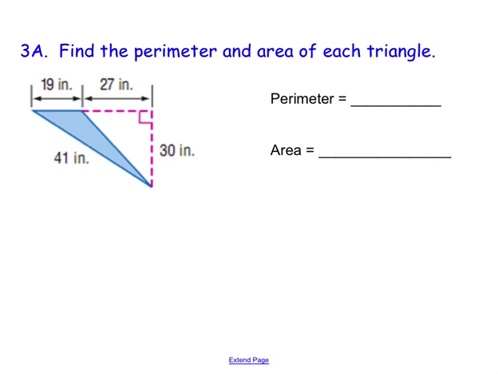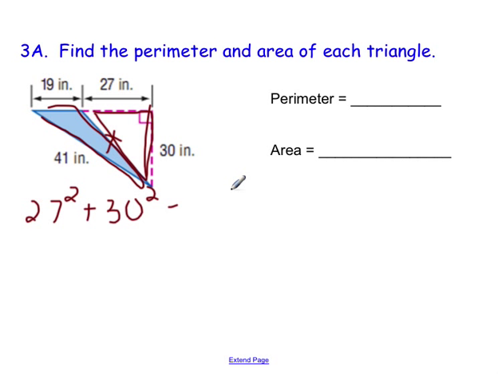Let's take a look at 3A. Find the perimeter and area of each triangle. We're looking at this triangle right here. It gives us that the height is 30 inches, which will be good when we get to area. For the perimeter, I need to calculate this length right here that I'm going to call x. This part forms a right triangle, so I have legs of 27 and 30, and 27 squared plus 30 squared is equal to my hypotenuse x squared.